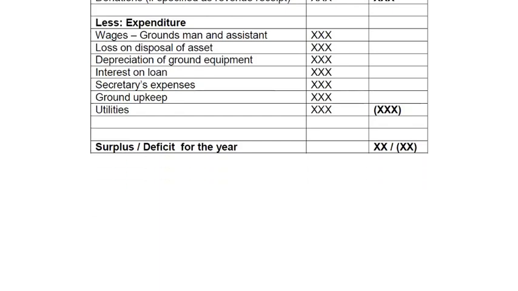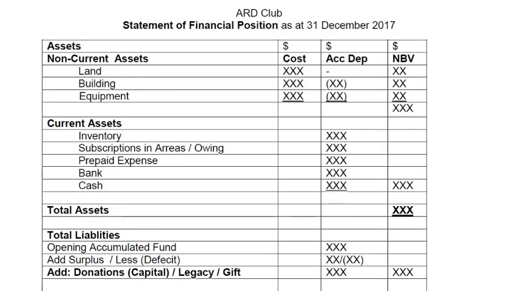Then after the income and expenditure account, we need to make a statement of financial position, that is the balance sheet. The statement of financial position is again normally made in 3 columns. But if accumulated depreciation or provision for depreciation is not already given in an exam, we just need to make 2 columns. So we'll be writing net book value directly, and we'll be skipping cost and accumulated depreciation. But if accumulated depreciation and provision for depreciation is given for any asset, we need to make the balance sheet in 3 columns, starting with assets, then non-current assets, then we need to list all of the assets.